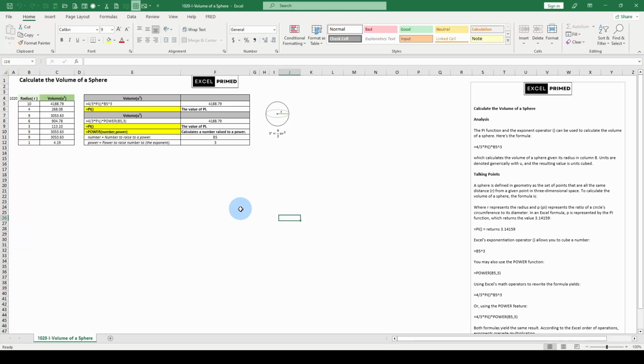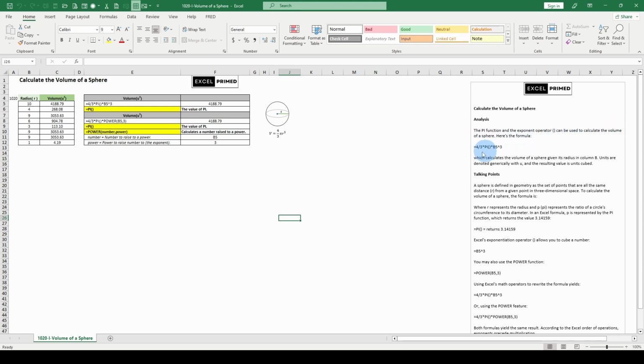What we're doing is looking at the radius. We're taking 4/3 times pi times the radius cubed. The pi function and the exponent operator can be used to calculate the volume of a sphere.